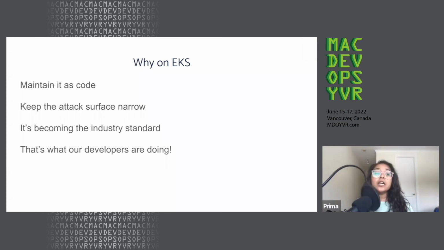If we host it on EKS, again, upgrades are kind of straightforward. What you see inside the code is what needs to be upgraded, is what we have set up. And infrastructure other than that is abstracted away for us and is taken care of. So that's that much less infrastructure for us to worry about, keeping our attack surface narrow. And again, hosting services on Kubernetes is becoming the industry standard. And that's what our developers are doing, right?